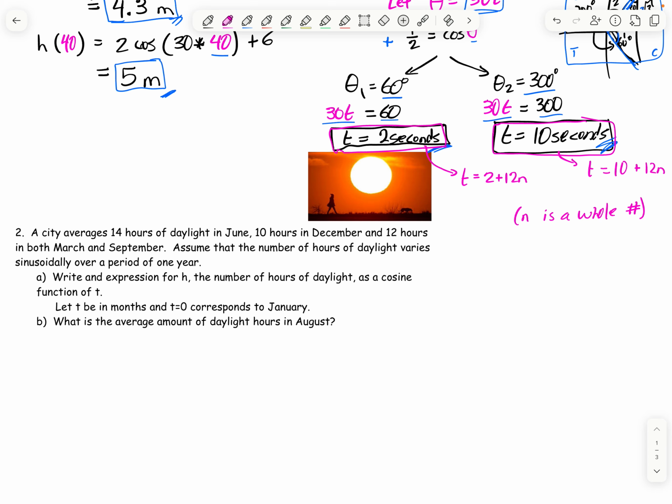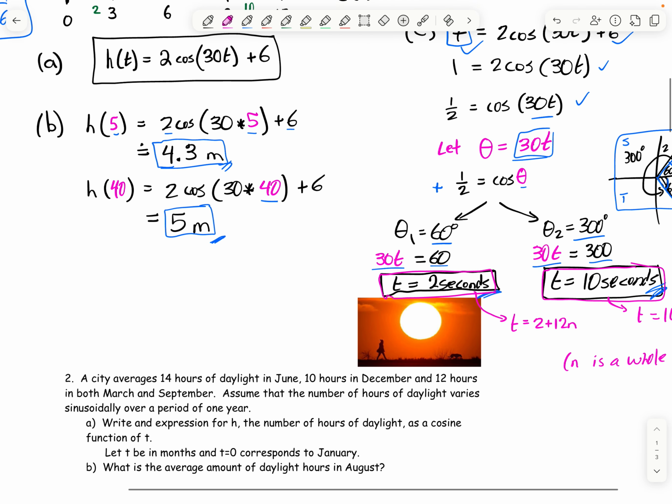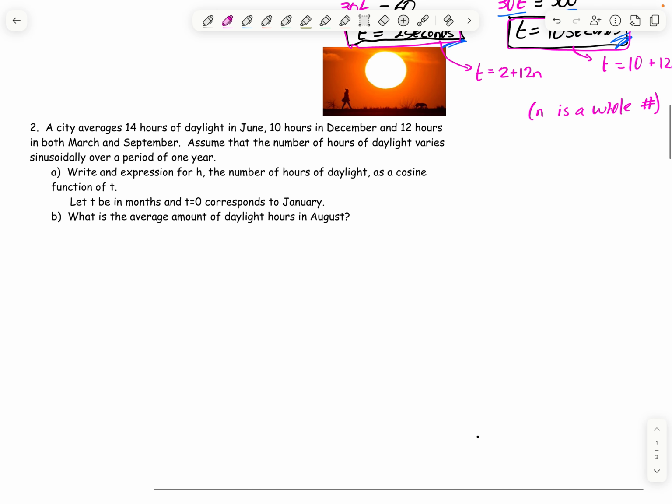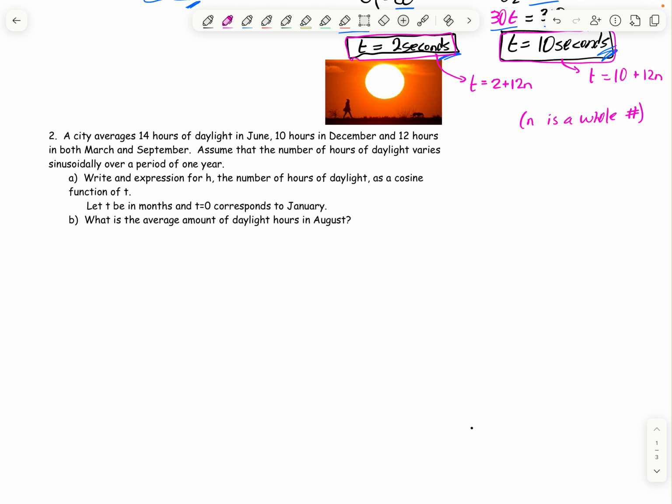Okay, that's it for problem 1. Now we can move on to the next one. So for problem 2, this is dealing with daylight hours. Let's read the problem. It says here, a city averages 14 hours of daylight in June, 10 hours in December, and 12 hours in both March and September. Assume that the number of hours of daylight varies sinusoidally over a period of 1 year.